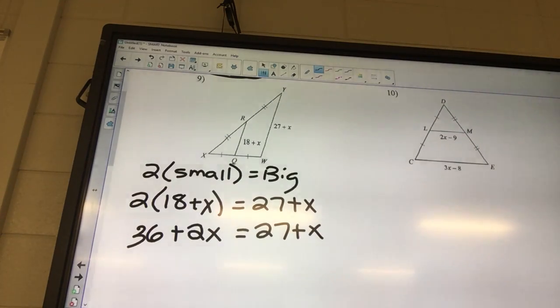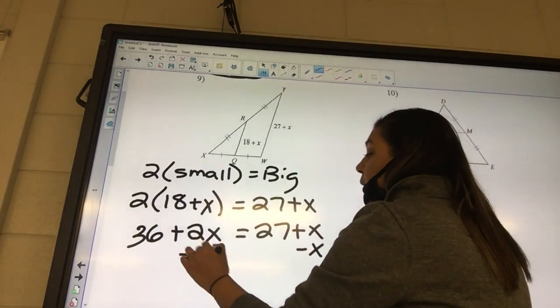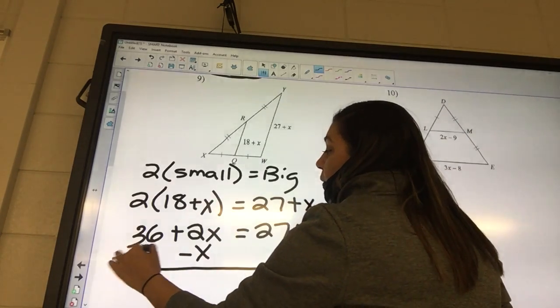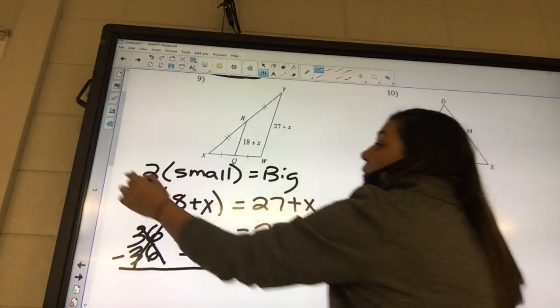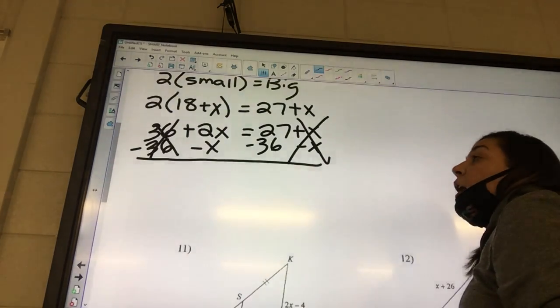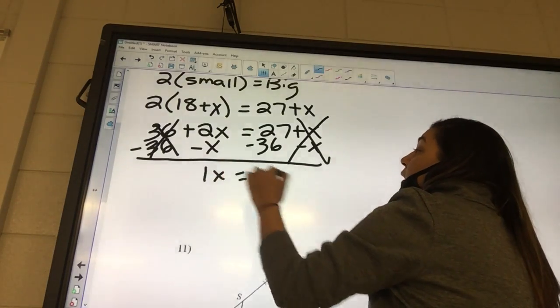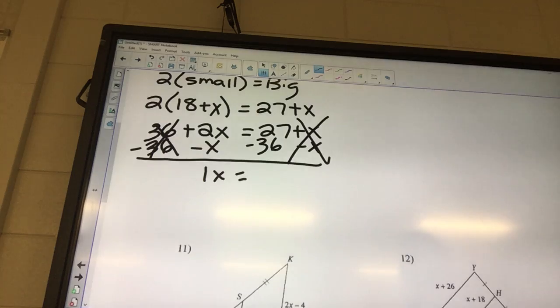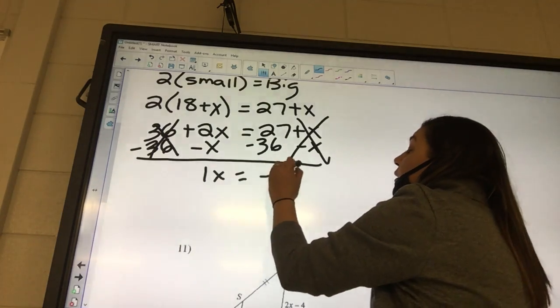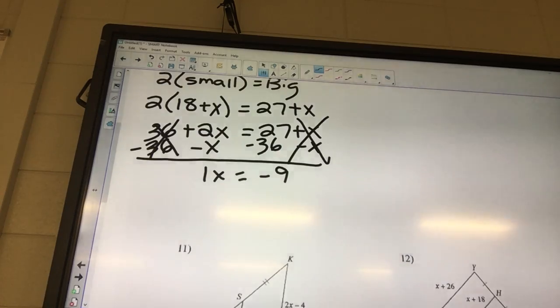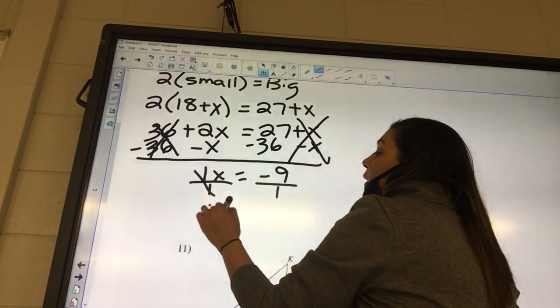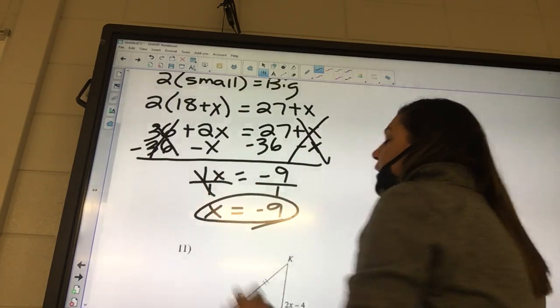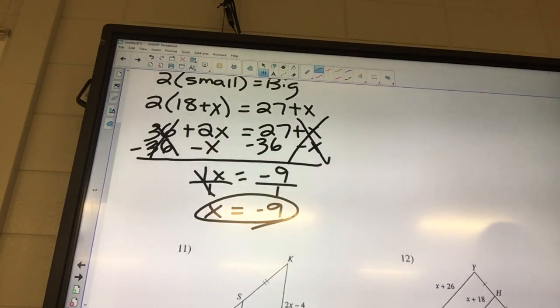Okay, and so we need to move all of our letters to the left and all of our numbers to the right. So you're going to say minus X, minus 36, minus 36. Okay, so 2X minus X is 1X equals, and 27 minus 36 is negative 9. And then our last step is to always do what? Divide. X equals negative 9.